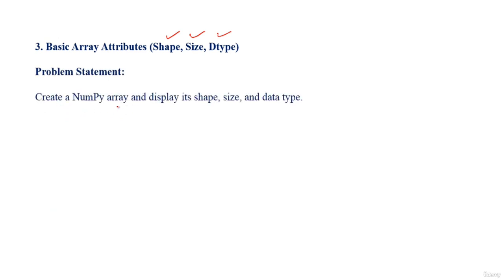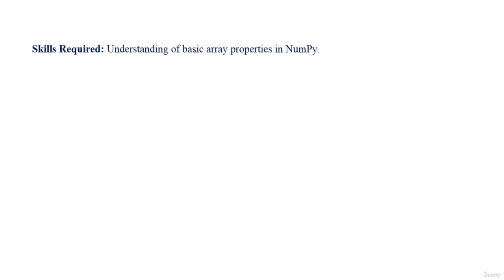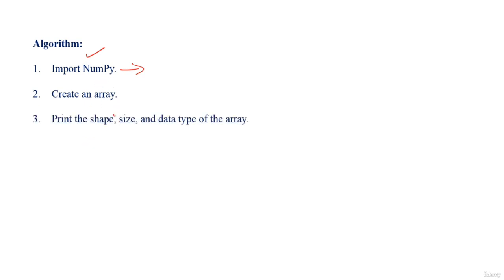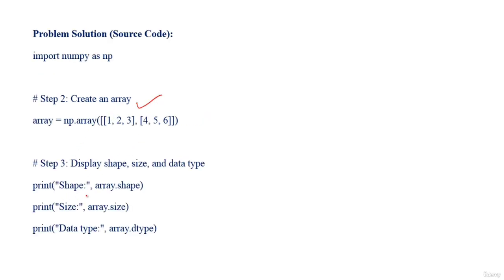Another is basic array attributes, for example shape, size and data types. Problem statement: create a NumPy array and display its shape, size, data type. Skills required, for example, understanding of basic array properties, instructions, algorithm. First of all import NumPy. That is very important and necessary in all problem solutions, because we are working with NumPy. That is why at the top, at the first line, you have to write import numpy. Create an array, print the shape, size and data type of the array. So this is the array, and you can see that it will show the shape of the array, size of the array and data type of the array, that is an integer.